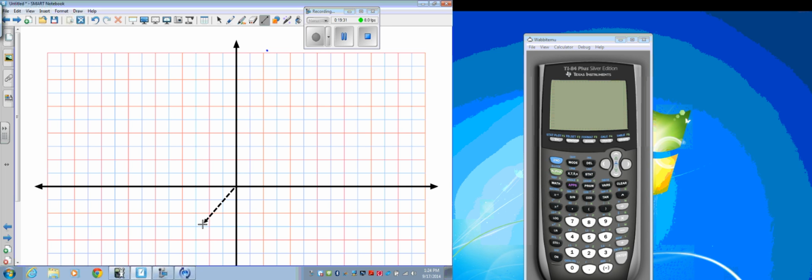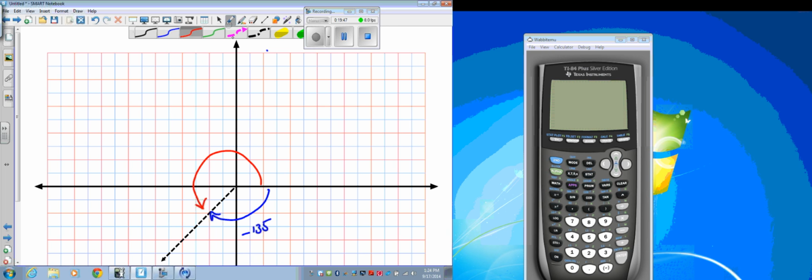If this is 135 negative, this is what you got is a negative 135. And what I'm asking is, if you did the positive angle, what would you have here? That'd be a reference angle. But I'm saying, what's this angle right here?